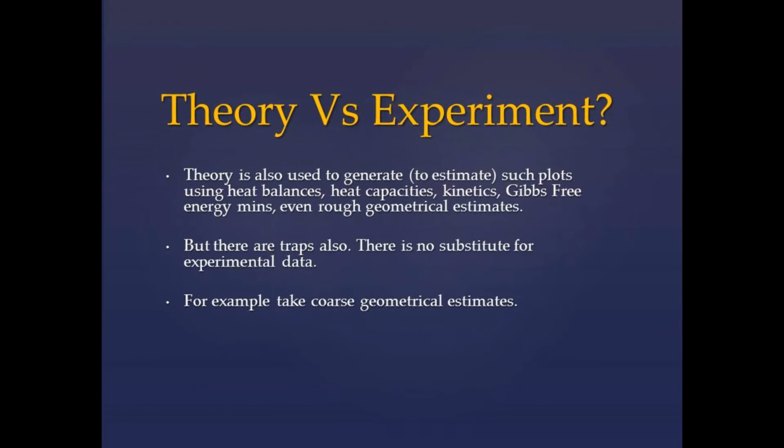There are also numerous theoretical methods used to obtain data for risk analysis, including theoretical estimates of the thresholds of combustion, the fire limits, based upon heat balance, heat capacities, kinetics, minimization of Gibbs free energy, and even rough geometrical estimates are used. But there are also many pitfalls in doing that. In many cases, experimental data are the gold standard for analysis.